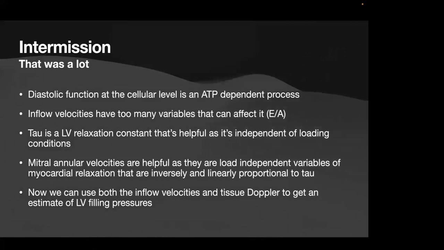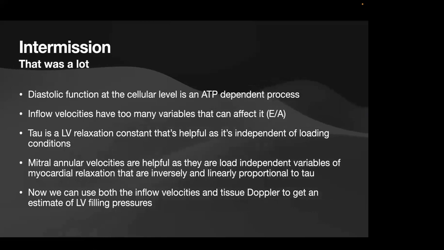as a surrogate marker of filling pressure. Tau, the LV relaxation constant, is helpful because it's independent of loading conditions, but it's also painstakingly difficult to measure. Your mitral annular velocities are helpful because they are also load independent, and they correlate well with tau, which we know is how we can see the stiffness of the ventricle. And we can use both the inflow velocities and tissue Doppler to get an estimate of your filling pressure.